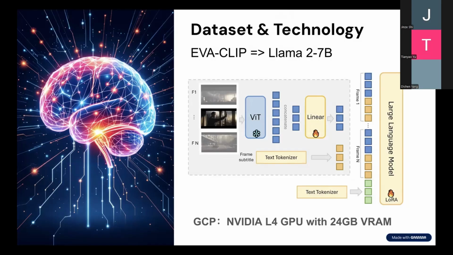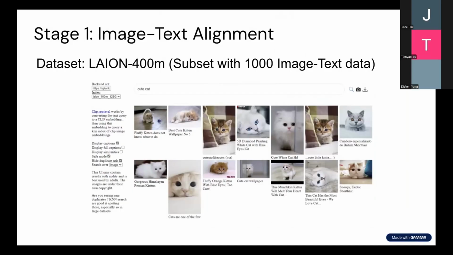To achieve this, we divided the training process into three stages. For the first stage, we perform image text alignment. The dataset we use is LAION, which contains about 400 million image text pairs, but we only use a subset of about 1,000 samples. As you can see here, the dataset consists of many images with text explanations. Our goal is to teach the model to understand images, and after training, we pass the checkpoint to the next step.